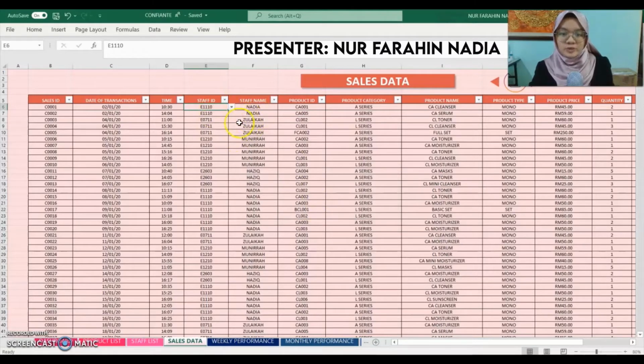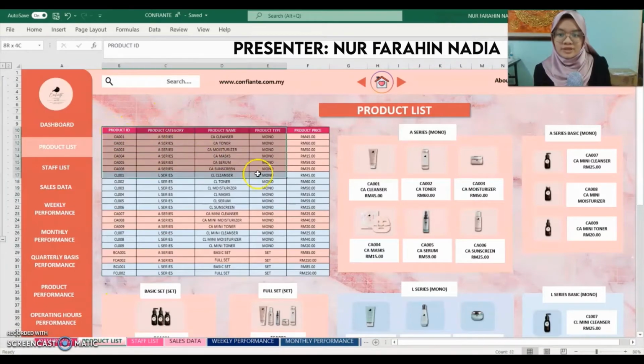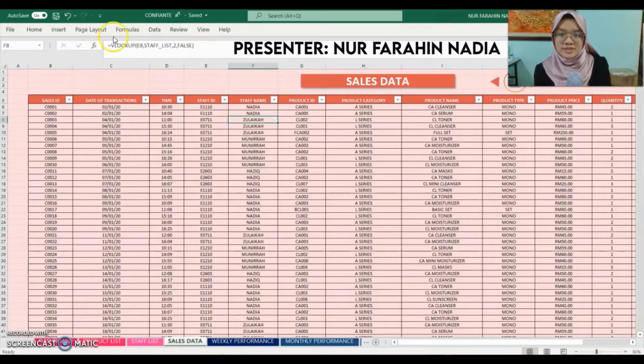Therefore, this helps to prevent any wrong data being keyed in into the sales data record. Next, we use VLOOKUP. So VLOOKUP we use as staff name, product category, product name, product type, and product price. Since we already renamed our table for product list and staff list, we don't have to go to the original sheet and drag it like this each time we need to key in new data. Instead, we just type the table name only.